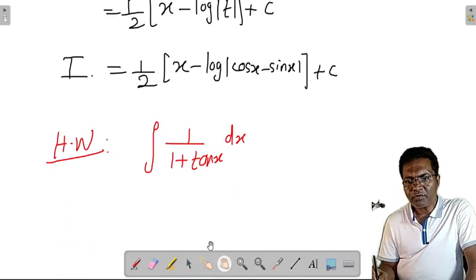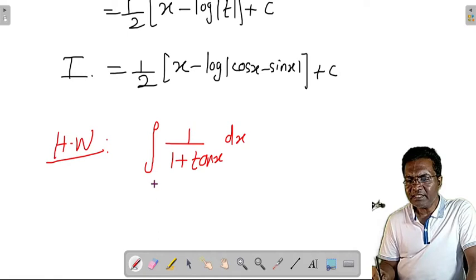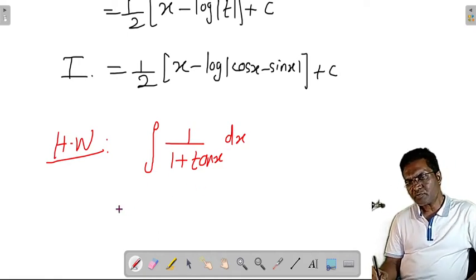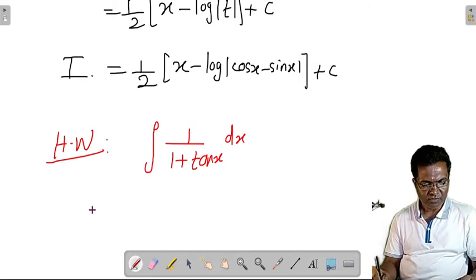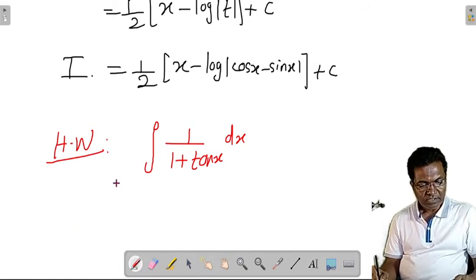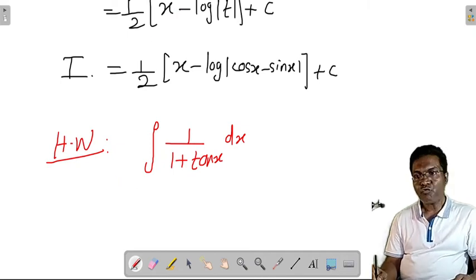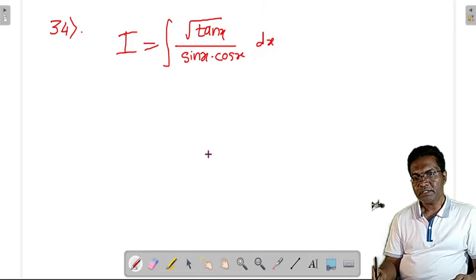Okay, so this is the homework for you. Please try integration of 1 by 1 plus tan x dx. It is solved in the textbook. Okay, so that was question 33. Let's have question number 34. Here it is.